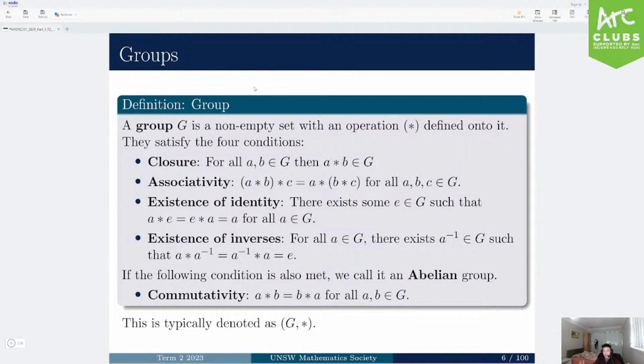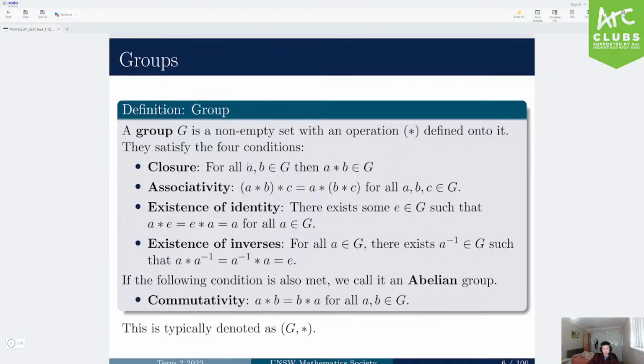Now, the very first thing we learn is the definition of a group, and a group G is specifically a non-empty set with a binary operation, usually just star, defined onto it. And they have to satisfy 4 conditions. First one is closure. So if we take any two elements in our group G and we apply the star operation to it, so A star B, that final element has to also be an element of G. So that's going to be the closure.